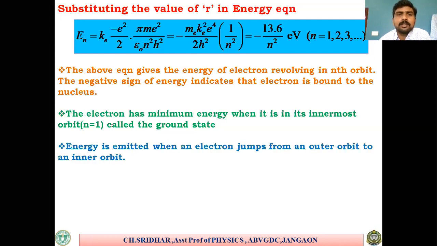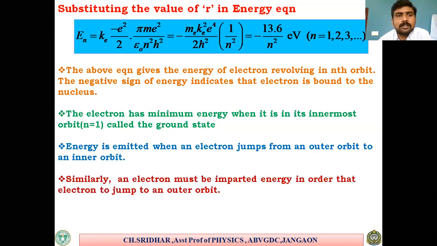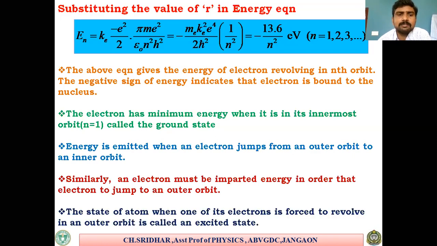And the energy is emitted when an electron jumps from an outer orbit to an inner orbit. So as we already know, the inner orbits have less energy compared to the outermost orbits. So when an electron jumps from the outermost orbit to the innermost orbit, the energy is emitted. Similarly, an electron must be imparted energy in order to jump to an outer orbit.